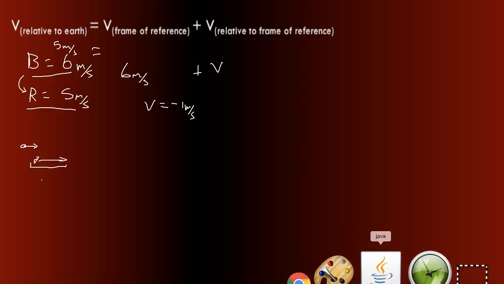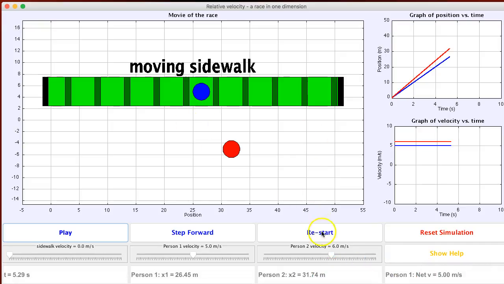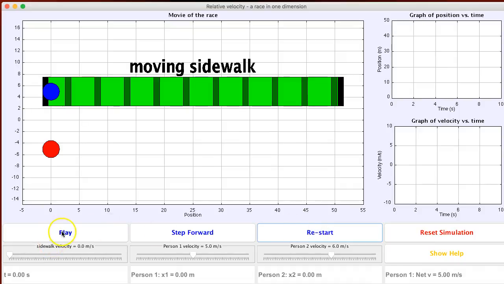Okay, so we're going to do this again now. This time, though, we're going to give the sidewalk velocity. Okay, so we're going to add some velocity here. Okay, let's say the sidewalk is moving 3 meters per second.